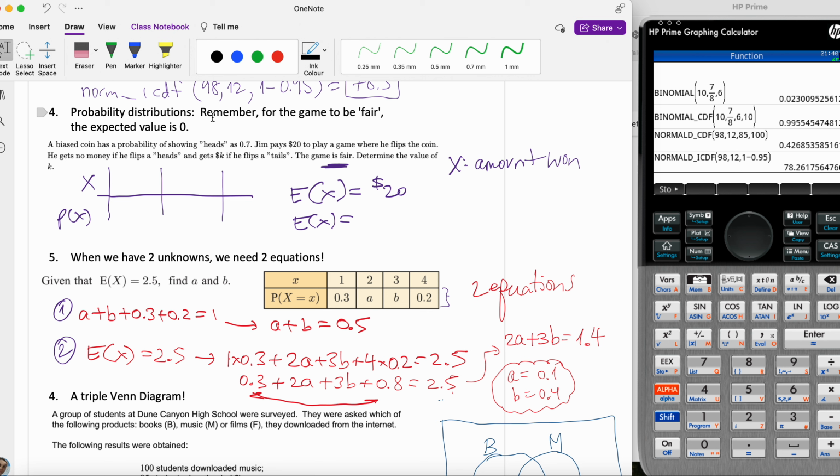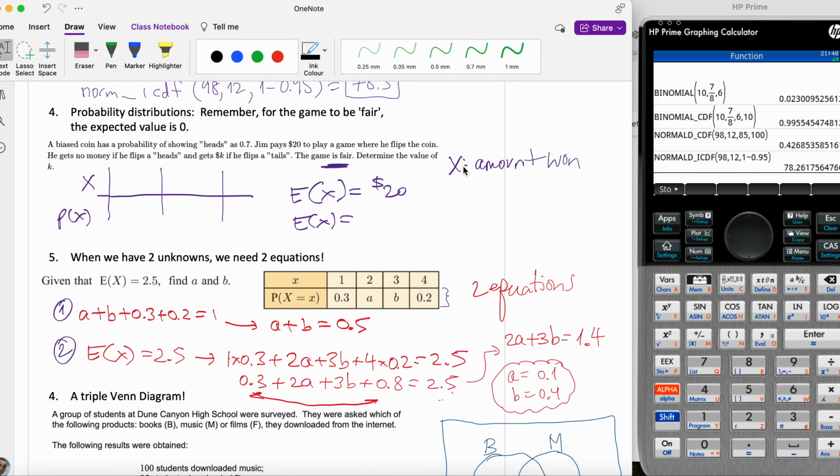Okay, distribution is when you're basically laying out all the probabilities. When the game is fair, it means that your total expected value is 0. Okay, good. A biased coin has a probability of showing heads as 0.7. Jim pays $20 and flips the coin. If he flips tails, he gets no money, and if he flips heads, he gets K. This game is fair. Okay, always define your variable first.